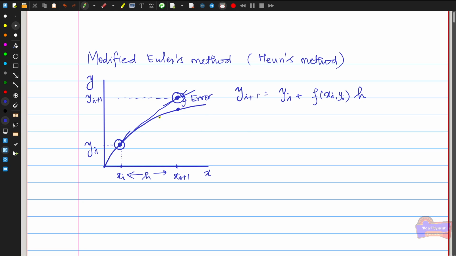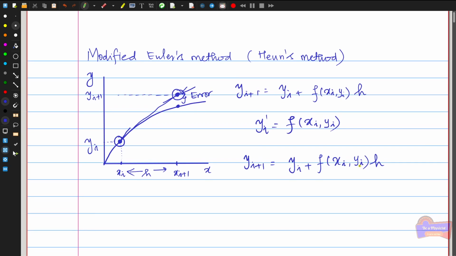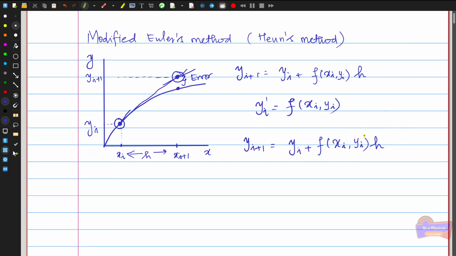If you recall Euler's method, the slope at the beginning of the interval, let us take it as y i prime, is equal to f of x of i comma y of i, the function of x and y i. This slope is used to linearly interpolate the solution at y of i plus 1, which is equal to y of i plus f of x of i comma y of i times the time step h. This is the Euler's method which we already saw in the last class.